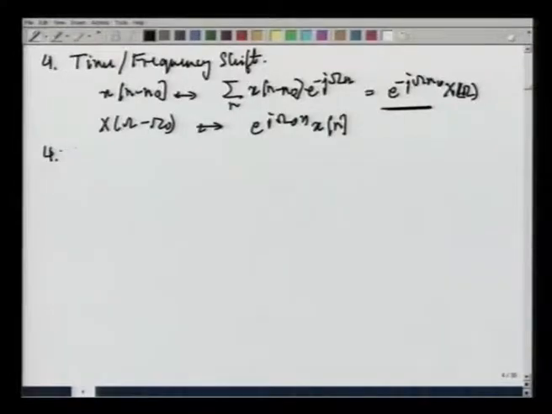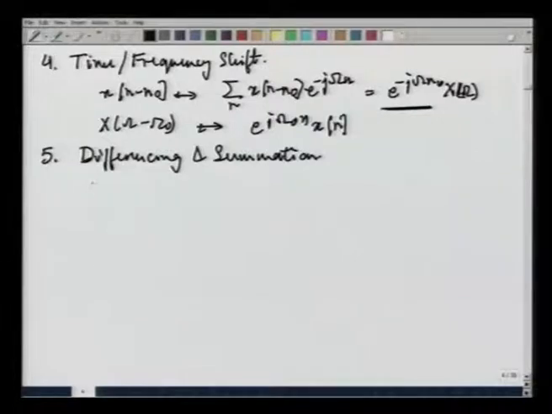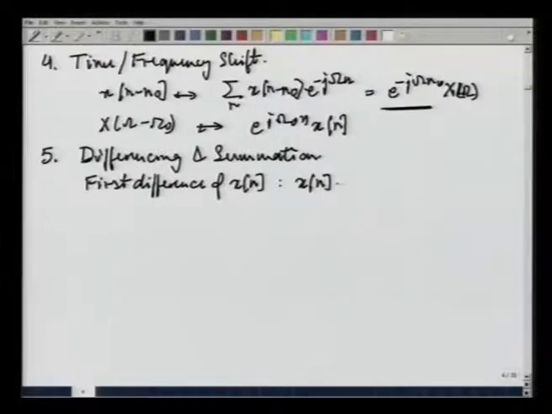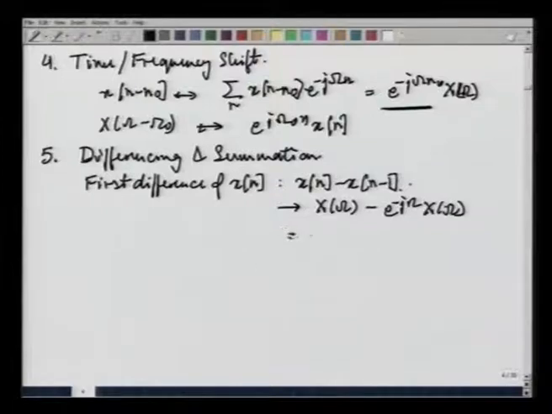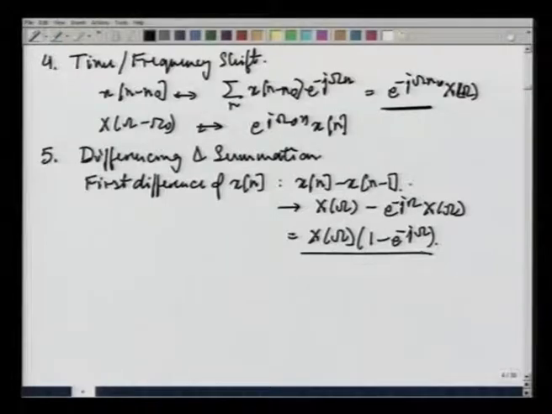Differencing and summation. We know what is differencing. The first difference of x of n is defined as x of n minus x of n minus 1. Combining this with the time shift property we already have, this simply will have a Fourier transform given by X of omega minus e to the minus j omega X of omega, so that this is equal to X of omega times 1 minus e to the minus j omega. That is it. That gives you the first difference.